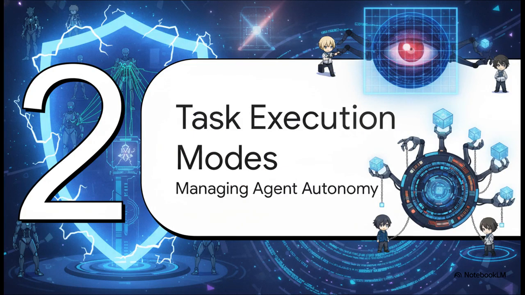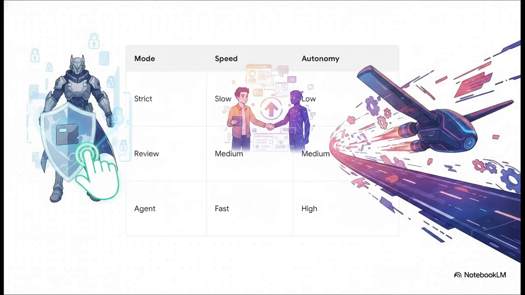Moving on to section 2, task execution modes, managing agent autonomy. Having a powerful AI team is great, but how do you actually control them? How do you make sure they don't mess up a sensitive project? Well, there are three main execution policies.